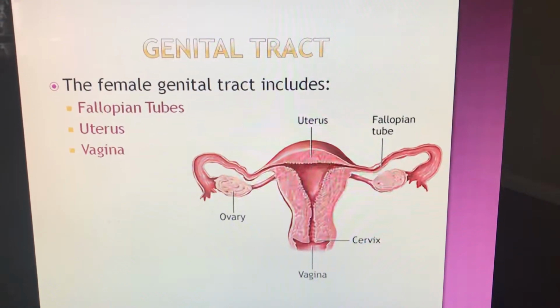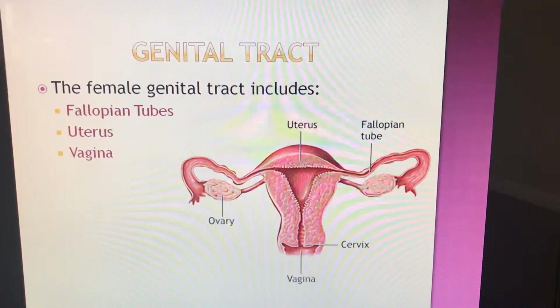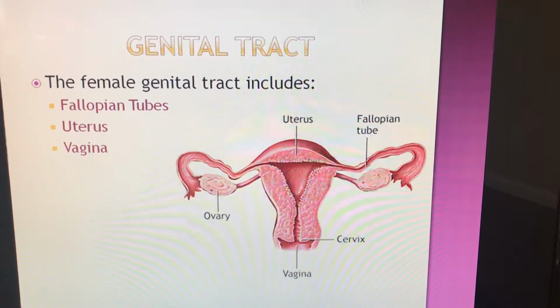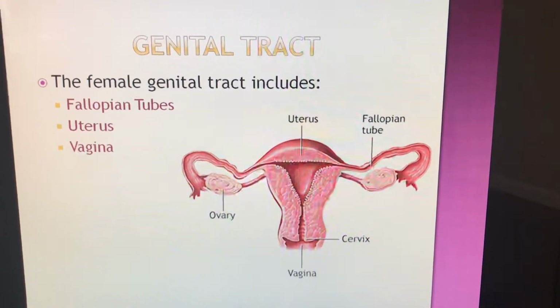So next is the genital tract. It includes the fallopian tubes, the uterus, and the vagina.